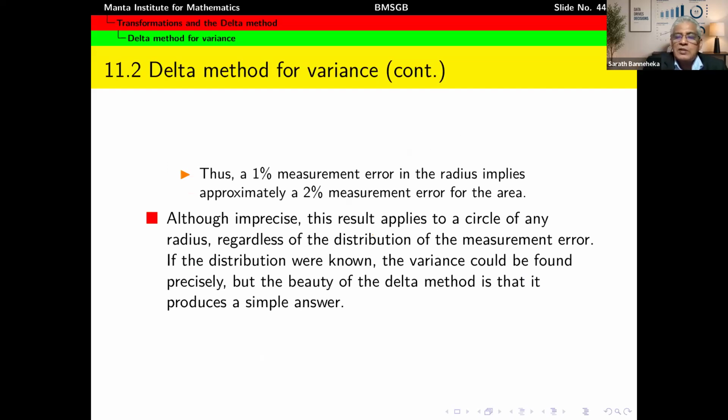So if you take the meaning of error in the client's problem to be the standard deviation of R, for example, then the error in the area will be 2%. If there's 1% error in the radius, the error in the area will be 2%, the measurement error for the area, right?